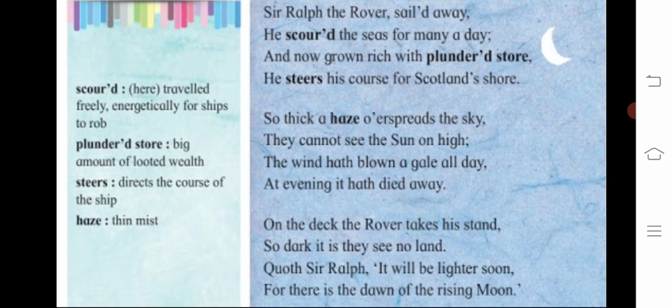Plunder store means the looted treasure. This treasure is not the treasure of honesty or nobility or hard work, it is definitely the loot and the spoils of others. He steers his course for Scotland's shore. Now he directs the course of his ship towards Scotland. He wanted to go towards Scotland's shore. Shore means beach or coastal area.